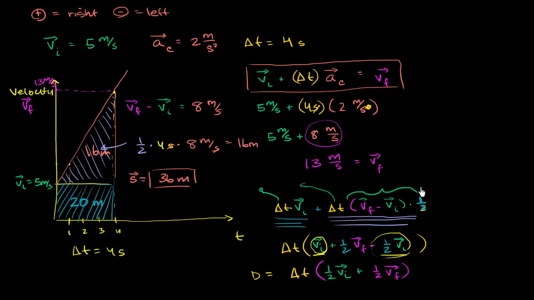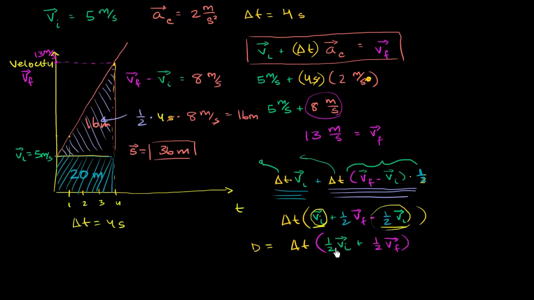Or another way to think about it, let's factor out this 1/2. You get distance is equal to change in time times, factoring out the 1/2, vi plus vf. So this is interesting. The distance we traveled is equal to the change in time times 1/2 of the initial velocity plus the final velocity. If you just took this quantity right over here, it is just the arithmetic mean of these two numbers. I always have trouble saying that word.